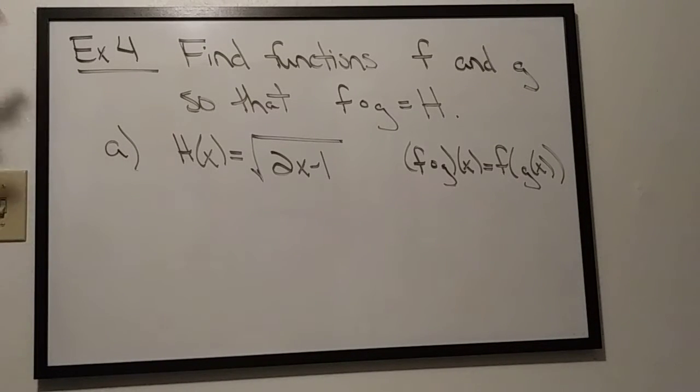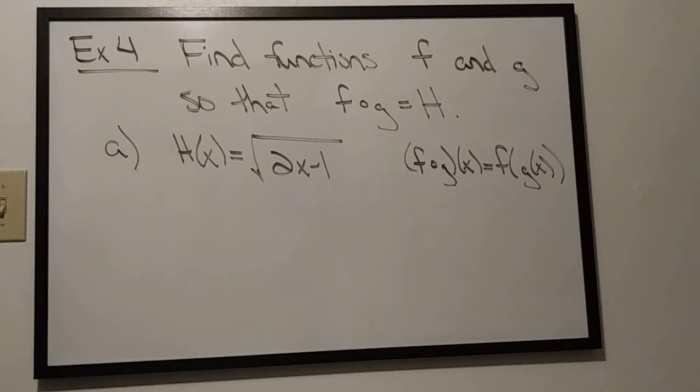In example 4, they're asking us to find functions f and g so that f composed with g is equal to h. Now, as you look at this, the problem, example 4, is actually asking us to take some of the ideas that we talked about back in example 1a and do the opposite operation.